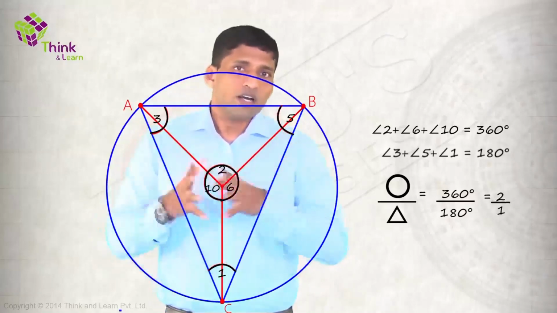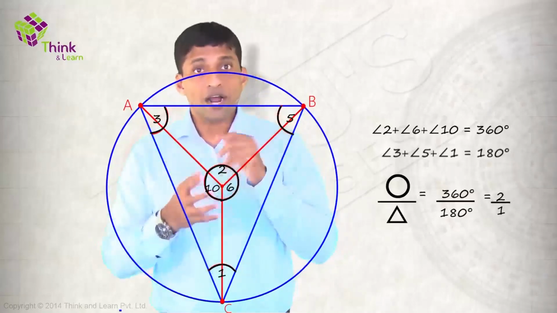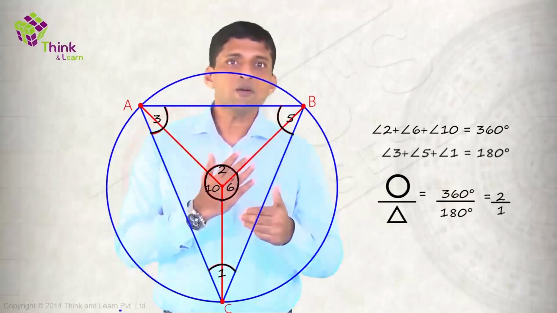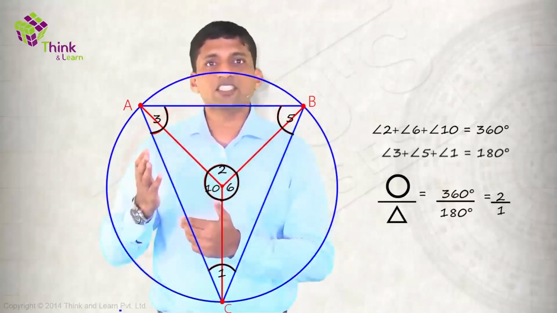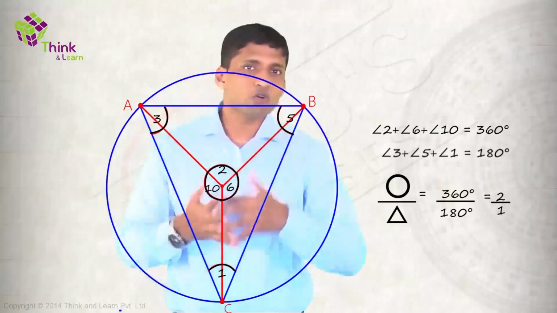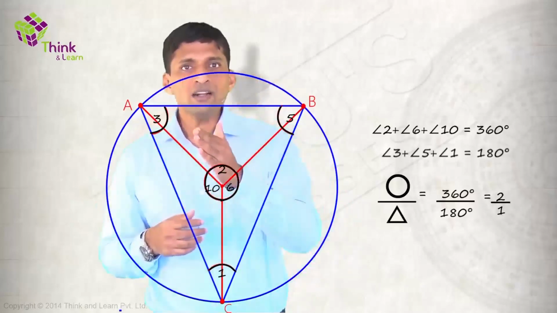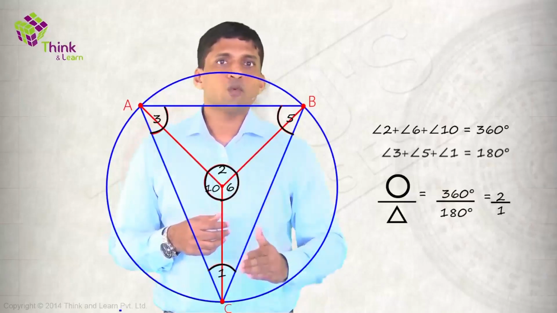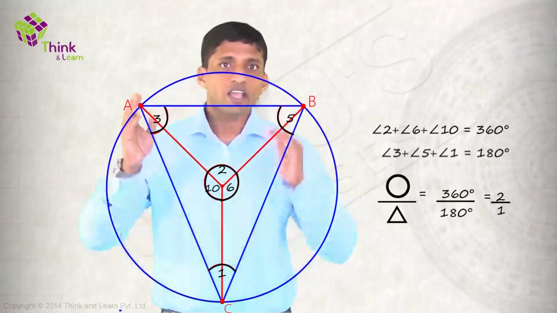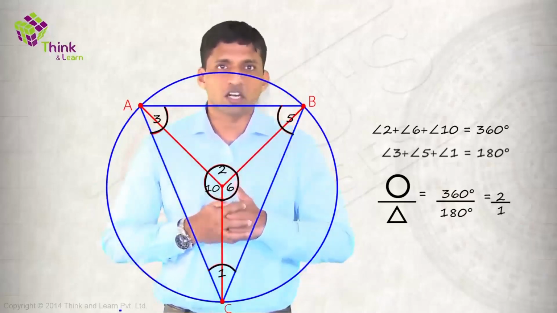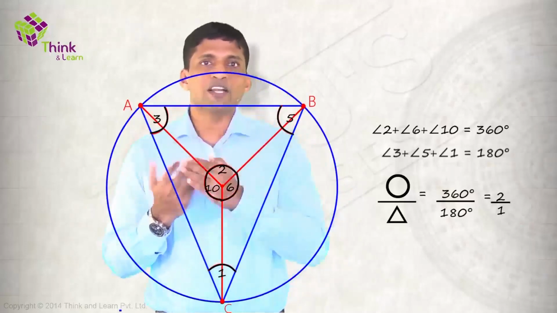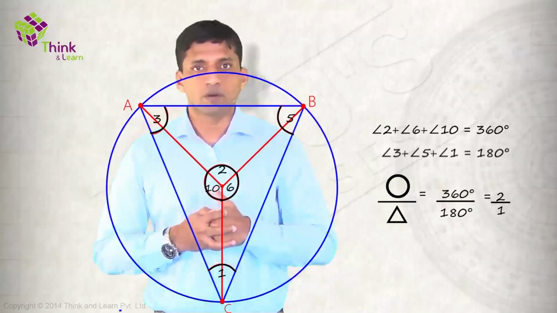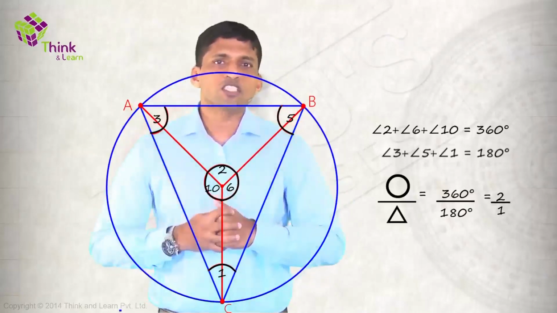So now, I'm sure all of you understood that circle by triangle can be taken as an extension of 2 by 1. Now, what is the 2 by 1 I'm talking about? Central angle to an angle subtended at one of the points on the circle. Here, A, B, C are 3 points on the circle. That will satisfy the condition that it can be any point on the circle.